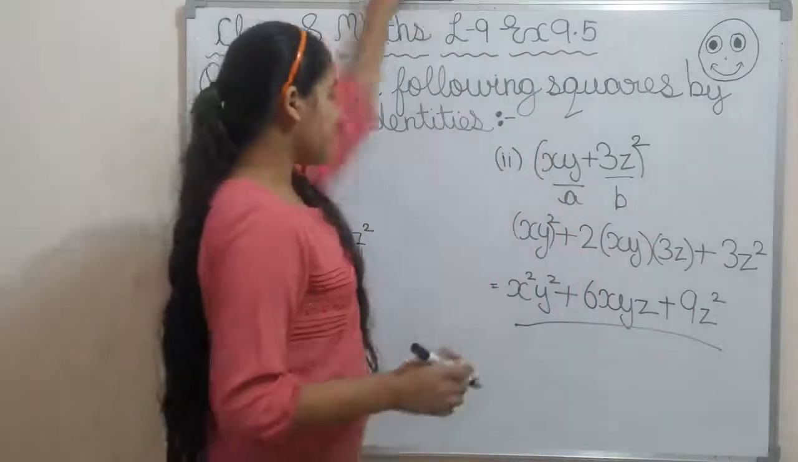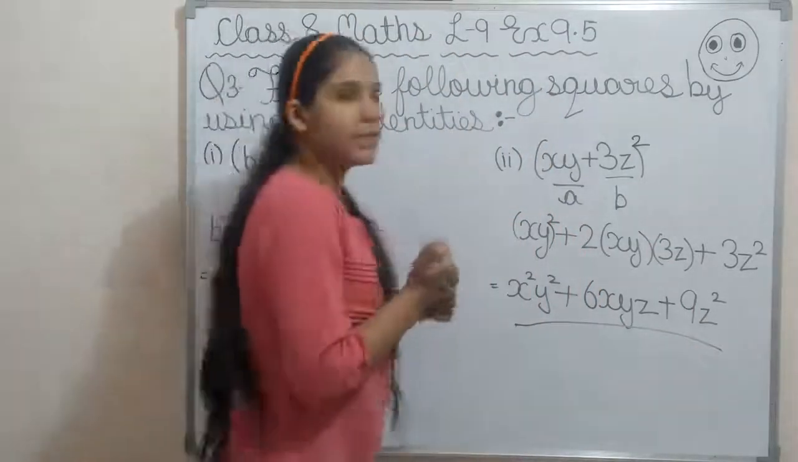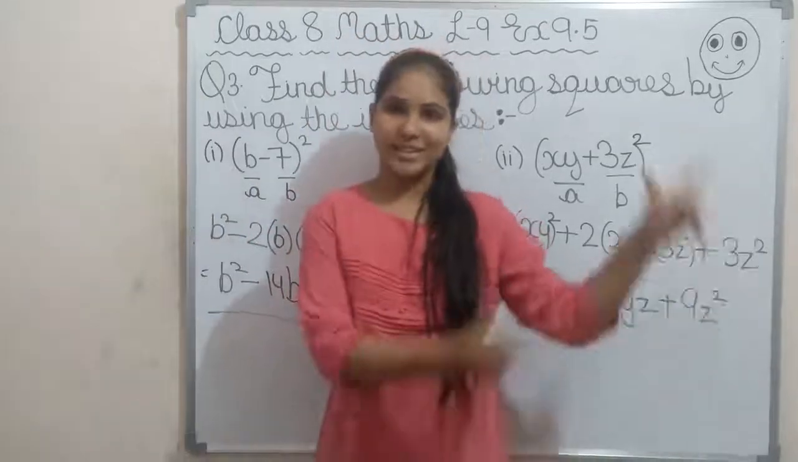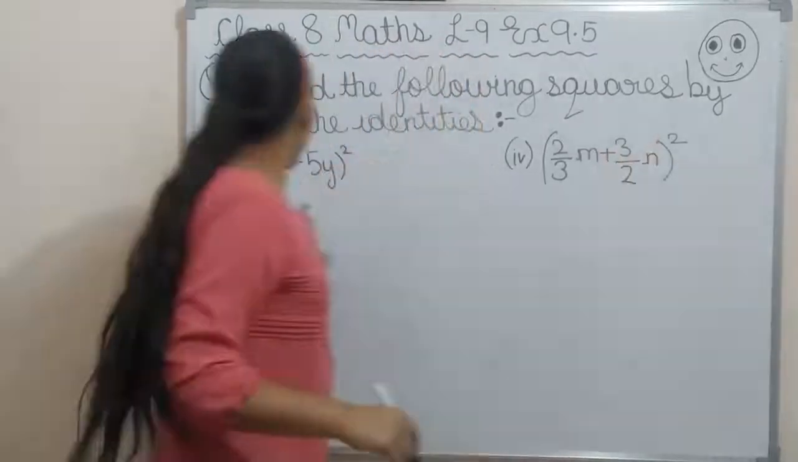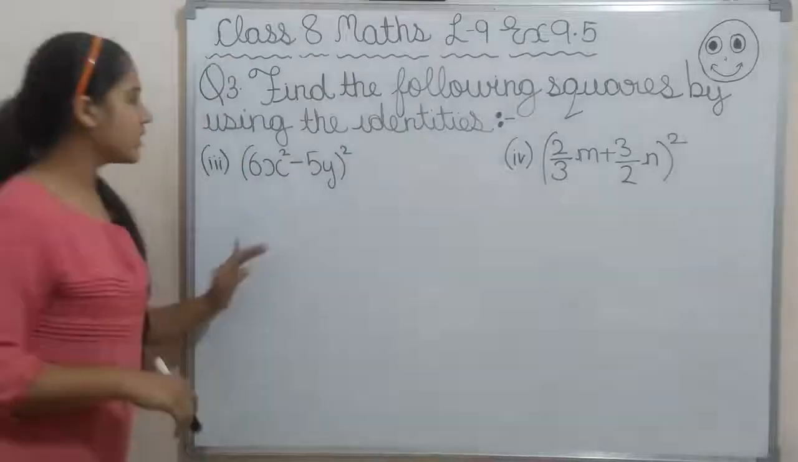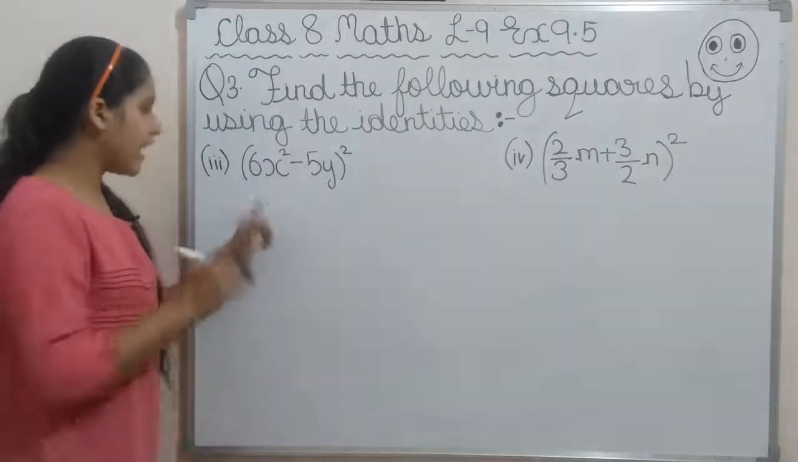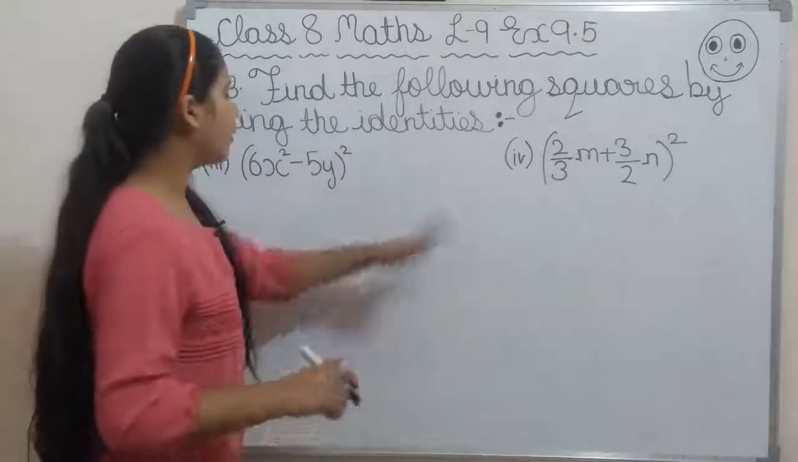So here we have the first and second part. Let's come to the third part. Let's read it out: (6x squared minus 5y) whole square.